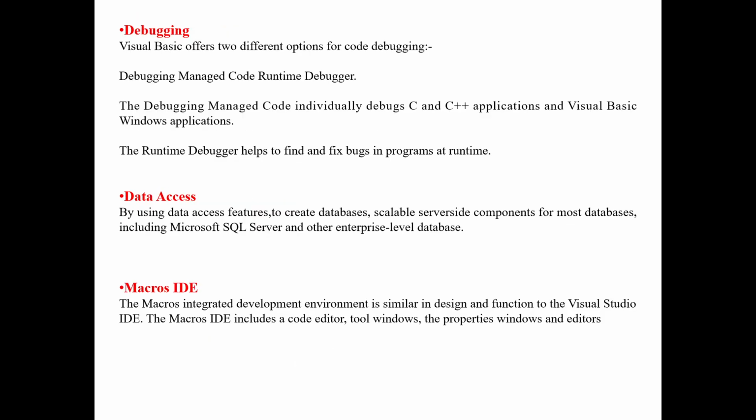Debugging. Visual Basic offers two different options for code debugging. The first one is debugging managed code with the runtime debugger. Runtime debuggers help to find and fix bugs in programs at runtime. Data access. By using the data access features, you can create database scalable server-side components for most databases. The last one, Macros IDE. The Macros integrated development environment is similar in design and function to the Visual Basic Studio IDE.